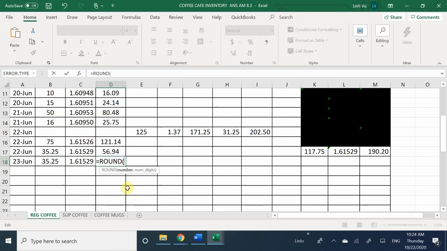So the first argument is whatever equation you want to place in here. In this case, I want to do the 35.25 multiplied, so I use my asterisk, multiply by this rate or cost per item, and place a comma. That ends that argument. The second argument asks how many decimal places you want it rounded to, and I want 2 because I want the nearest penny.